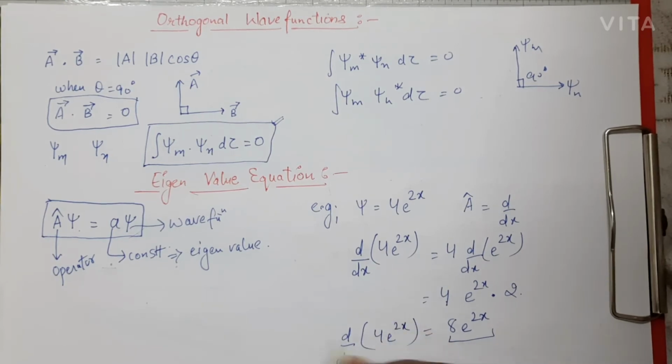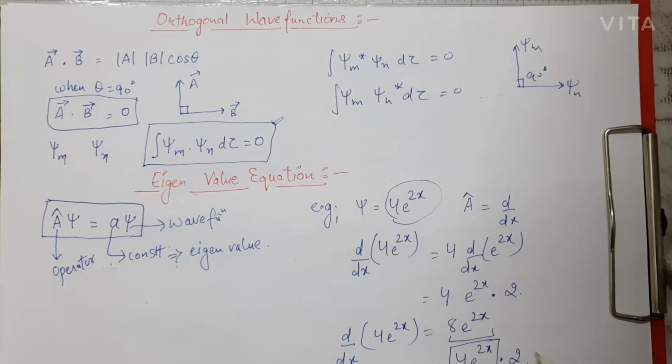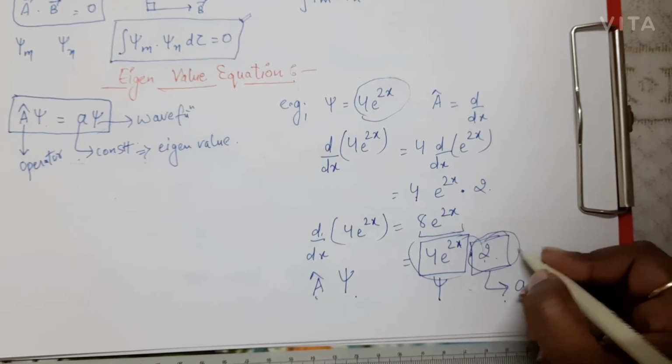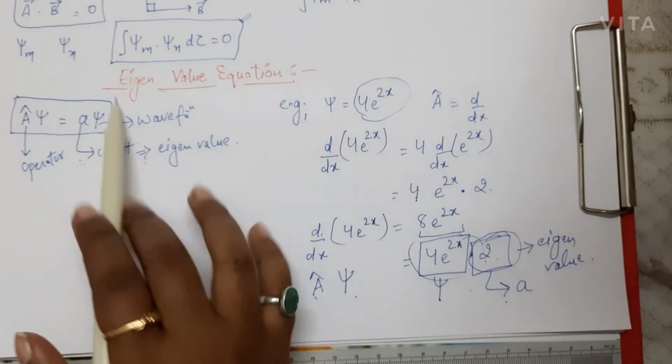You have the wave function psi as 4 e to the power 2x. So you can write 8 e to the power 2x as 4 e to the power 2x into 2, right? So this is your psi, along with some constant a. So this is your A operator along with some wave function psi. So A psi is giving you your wave function back along with some constant. Now this constant a, which you are getting as 2, this is your eigenvalue. Okay, and this is the eigenvalue equation.